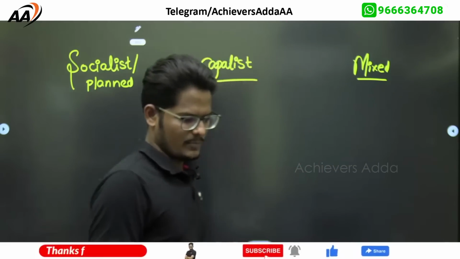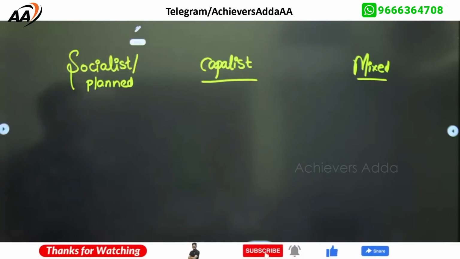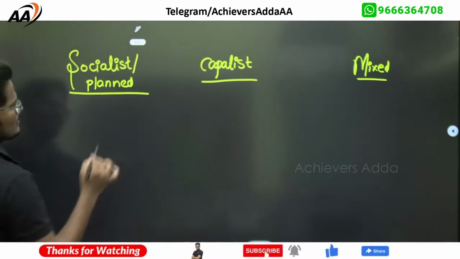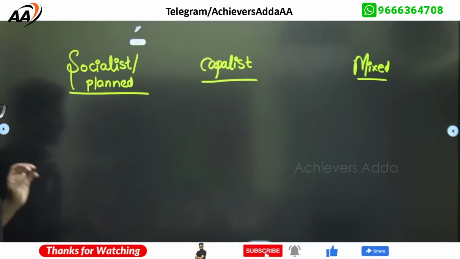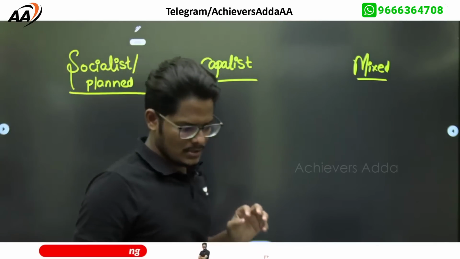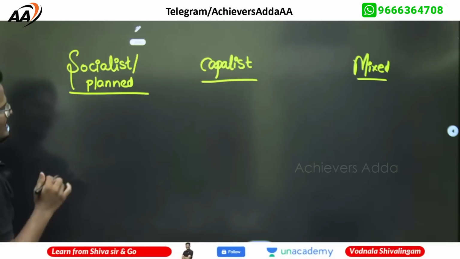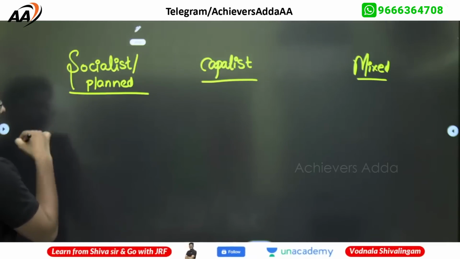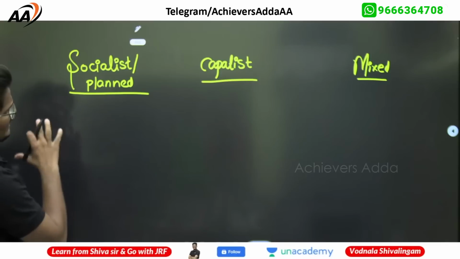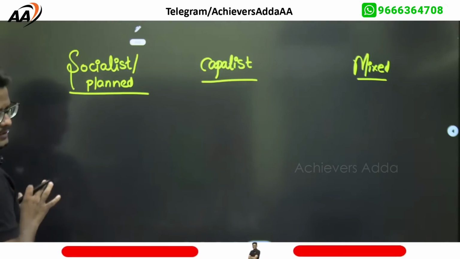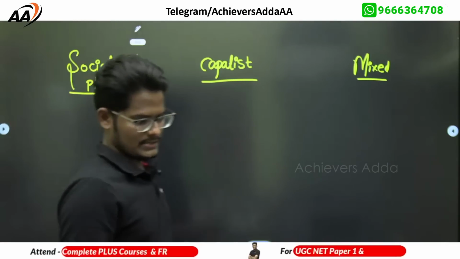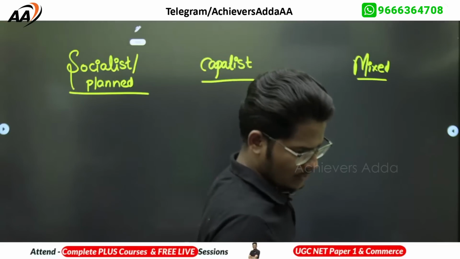Again, repetition is not possible, guys. Please try to understand. Please look into the journal entry again. I will not repeat this. So, in the socialist economy, what will be there? Will the government role be high or low? What role will the government have?